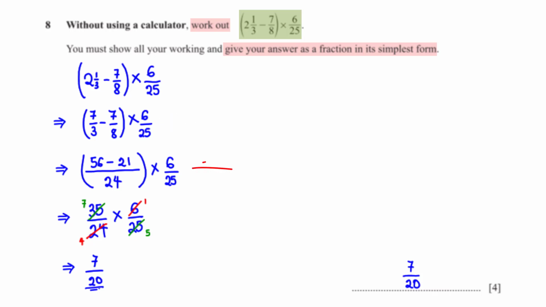Then in the next step, we work on the expression in the brackets by finding the LCM, which is 24. 3 goes into 24 8 times, multiplied by the numerator, which is 7, gives us 56, minus 8 goes into 24 3 times, multiplied by the numerator, which is 7, gives us 21. And so in the next step, 56 minus 21 all divided by 24 gives us 35 over 24, multiplied by 6 over 25. And when we further simplify this, we arrive at a final answer of 7 over 20.